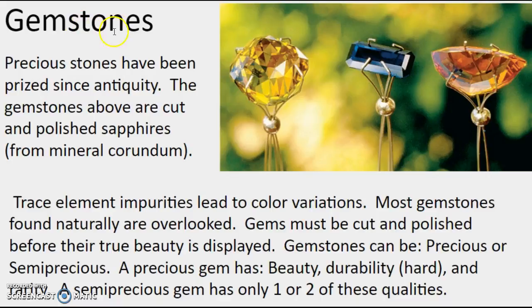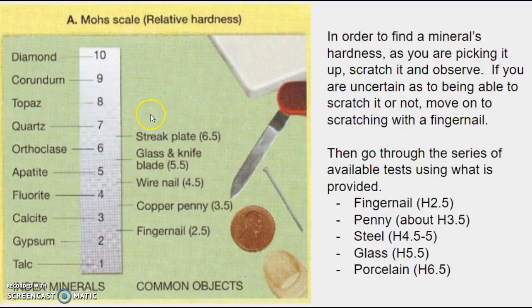So it's these very properties that we just tested, that we'll be testing for, that lead to gemstones. They're just precious stones. We find them aesthetically appealing. Their hardness makes them durable. Precious stones have been prized since antiquity. The gemstones over here are cut and polished sapphires from the mineral corundum. And if you recall, corundum is a very, very hard mineral. It's actually number 9 on Mohs hardness scale.